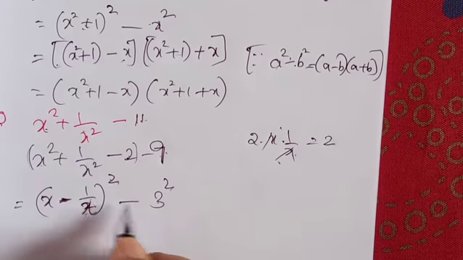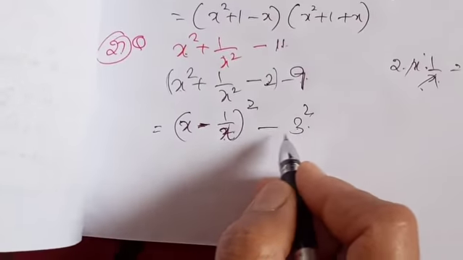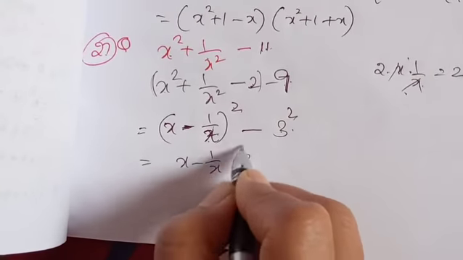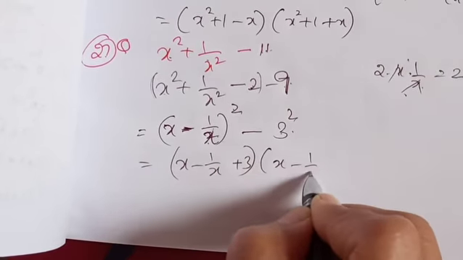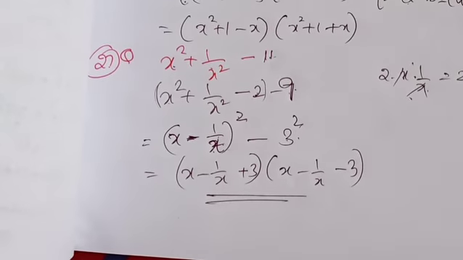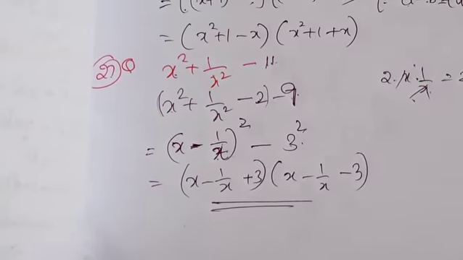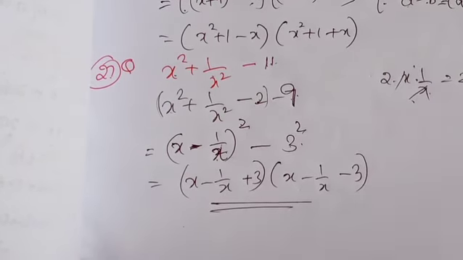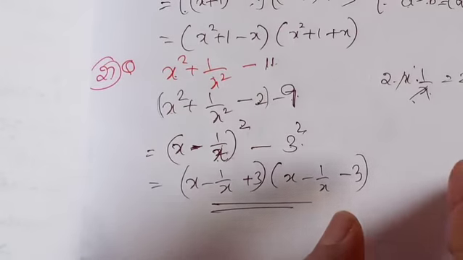Then this is again a difference of squares. So here x minus 1 by x plus 3, x minus 1 by x minus 3 is the required answer. Okay, and 28 is similar to this only, you have to solve this. Then the 29th question and 30, the last question, is 30.